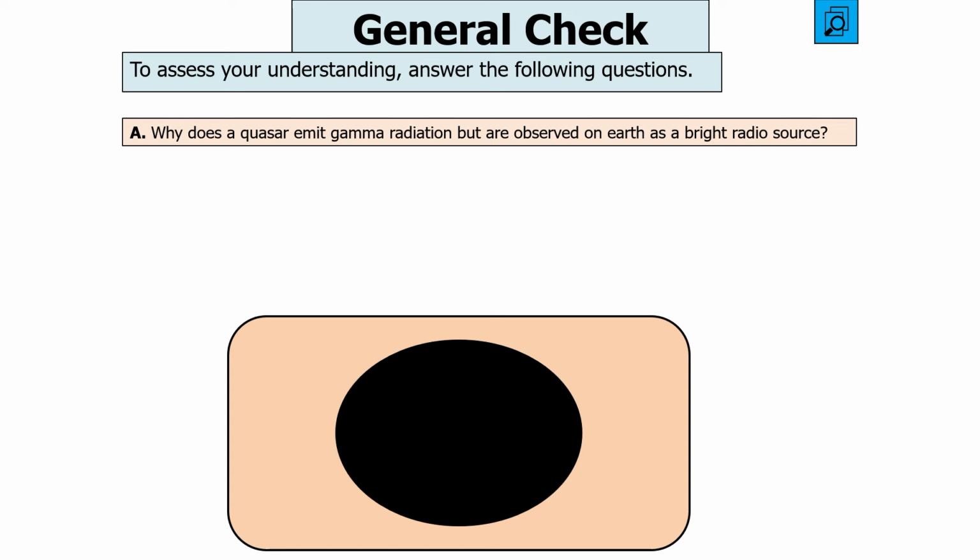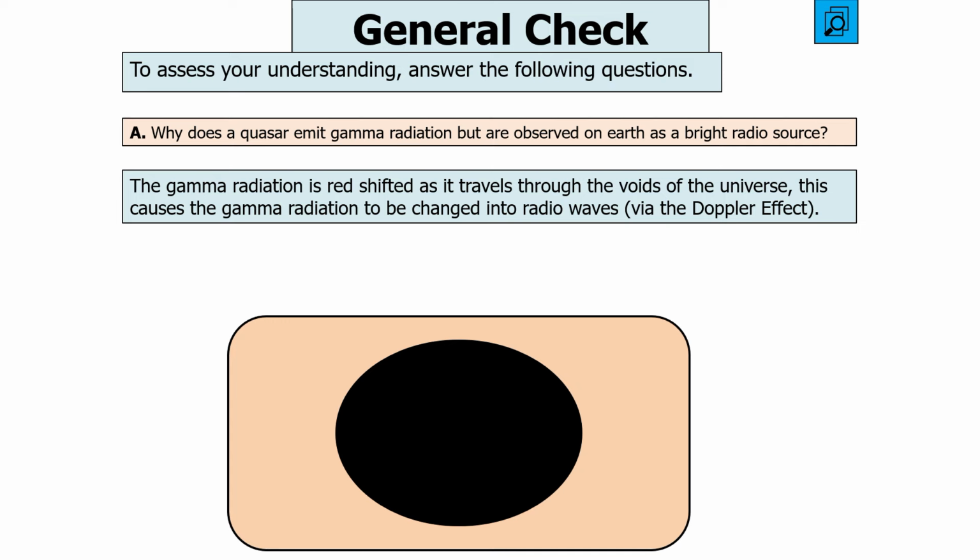Why does a quasar emit gamma radiation predominantly, but is observed on Earth as a bright radio source? The gamma radiation is redshifted as it travels through the voids of the universe. This causes the gamma radiation to be changed into radio waves via the Doppler effect.